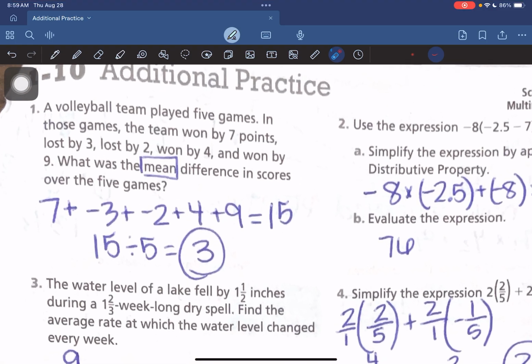1.10. A volleyball team played 5 games. In these games, the team won by 7 points, lost by 3, lost by 2, won by 4, and won by 9. What is the mean, that means average, difference in scores of the first 5 games? So we would add up all of our numbers and get a result. Then we would take that result and divide by the number of games played, and we can see that they scored an average of 3 points per game.